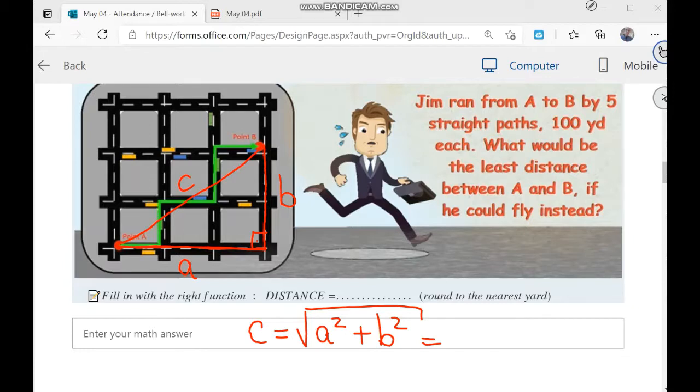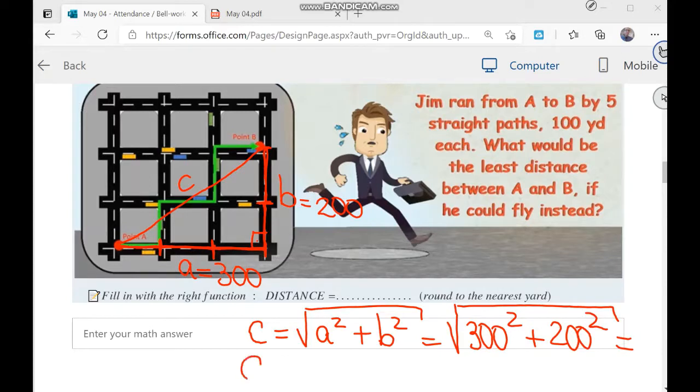This green path, each line is 100 yards. So if we think about A, we're going to have 100 yards here, another 100 yards, and another 100 yards, a total of 300 yards. Think about B now. B, we have 100 and another 100, 200 yards in total. Square root of 300 yards, A squared, plus 200 yards is B squared, right?